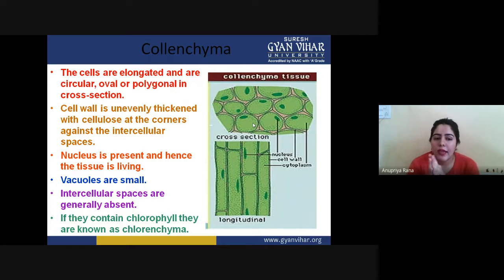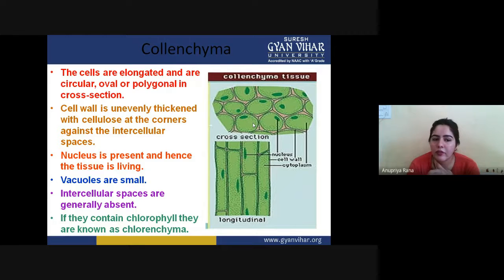Nucleus is present, hence this tissue is living. The tissue is living only at the initial stages when the thickening has not increased. Up to the level of thickening increment, if the thickening does not cover the entire cell wall, till that time the collenchyma tissue is living. But when the thickening covers almost all the spaces, most of the spaces, then at that time the cell starts becoming dead tissue.